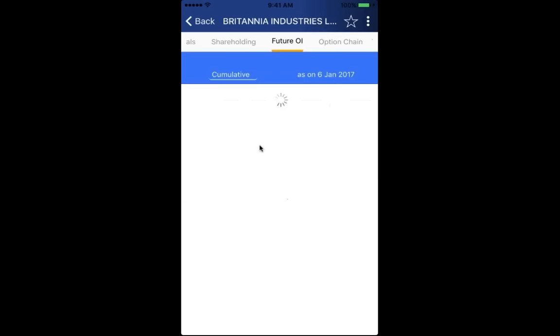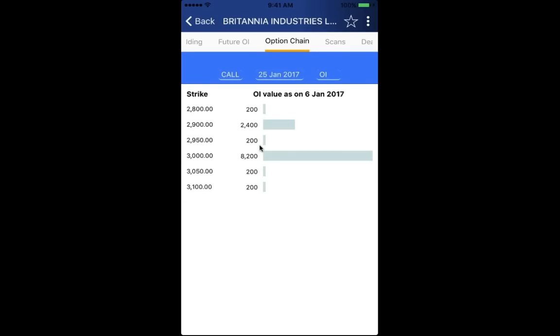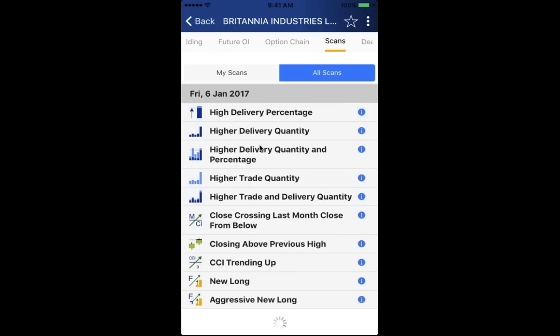So it has seen higher delivery percentage. It has seen higher delivery quantity. Very good. It's been crossing above last month's close from below, which is a positive sign. It's closing above previous high. Perfect. The CCI is trending up. It's gone above zero. Very good. New long positions are created in the futures market. Wait, an aggressive new long.